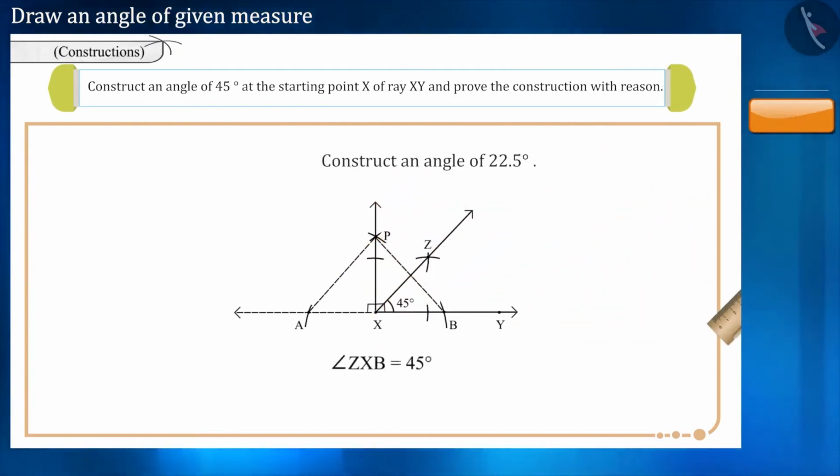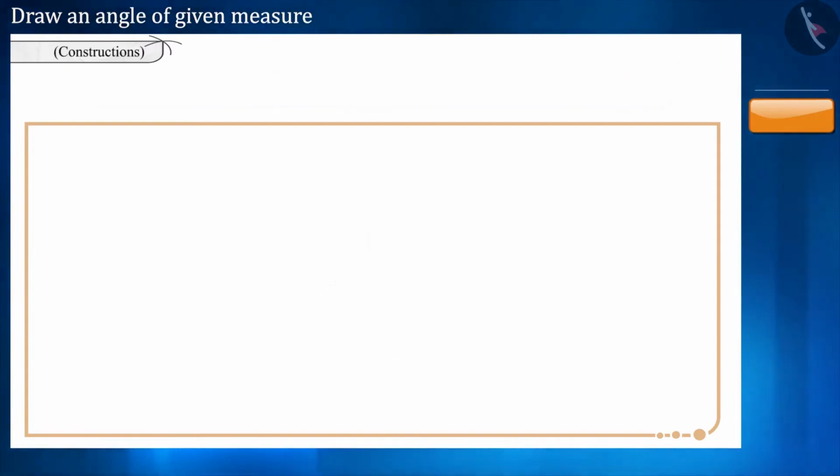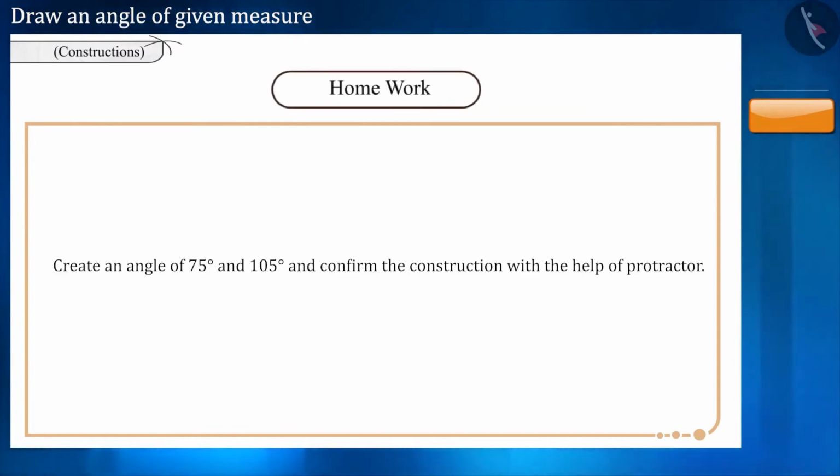Friends, if we have to construct an angle of 22.5 degrees, then what will you do? You reach the answer with the help of classmates and teachers. Before leaving, take some questions as homework and try to solve them.